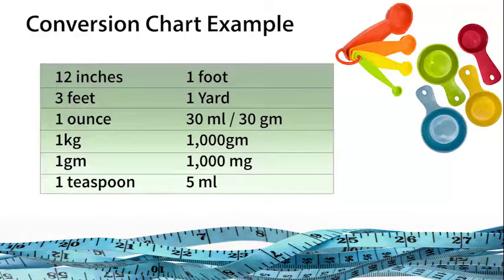1 kilogram equals 1,000 grams. 1 gram equals 1,000 milligrams. And a teaspoon equals 5 milliliters.